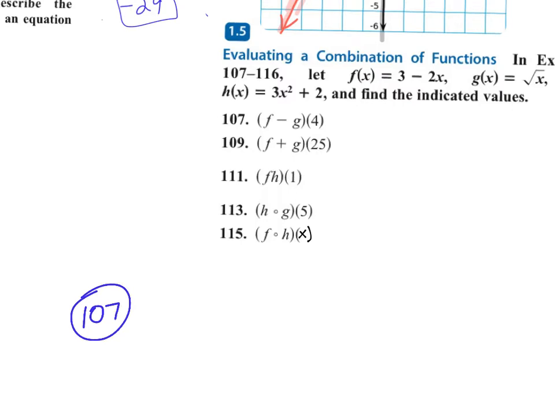107 is telling me to do what with the two functions and plug in what number? You're subtracting and plugging in 4. You can subtract the functions first and plug in 4 in your simplified, or you can just plug in 4 from the beginning. If my f function is 3 minus 2x minus, what are we doing, f and g? Square root of x. So they want me to plug in 4.